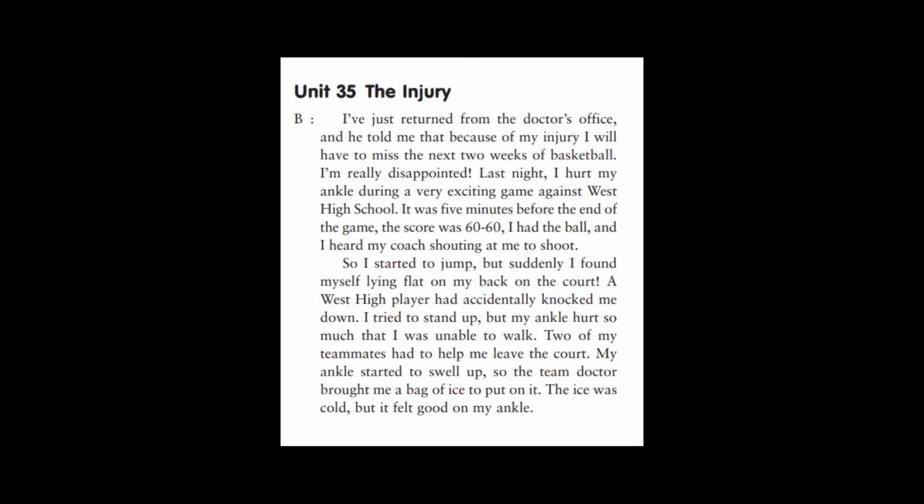Unit 35, the injury. I've just returned from the doctor's office, and he told me that because of my injury, I will have to miss the next 2 weeks of basketball. I'm really disappointed. Last night, I hurt my ankle during a very exciting game against West High School. It was 5 minutes before the end of the game. The score was 60-60. I had the ball, and I heard my coach shouting at me to shoot.